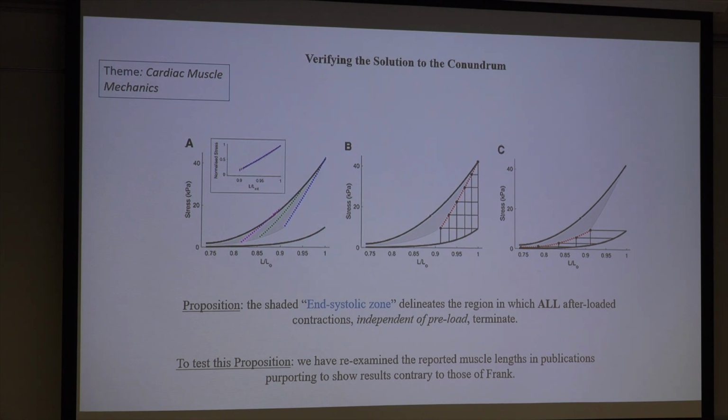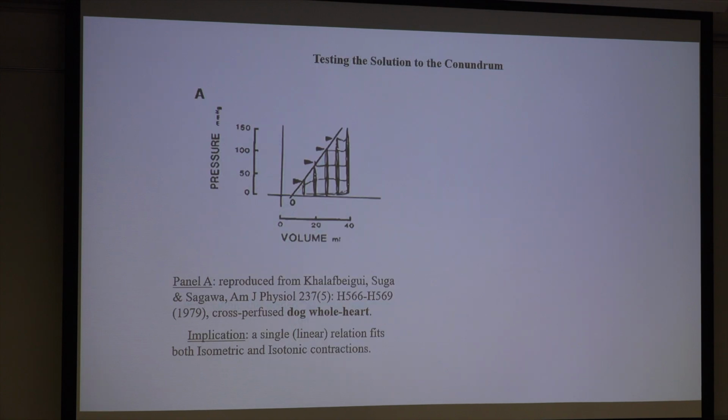To test this proposition, Han and Tran re-examined reported muscle length in publications purporting to show results contrary to those of Frank. That's the table I've just shown you, where it's about half and half, whether it's one or two end-systolic pressure-volume relations. All told, they tested about seven, eight, or nine of these from the literature, always with the same result.